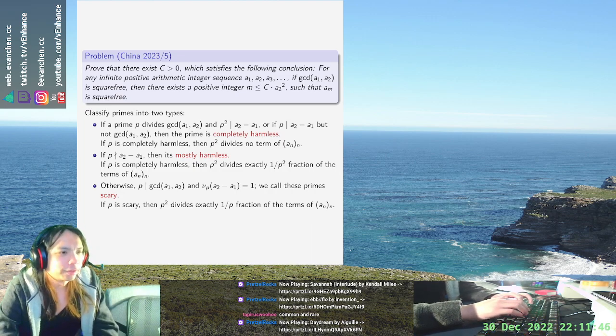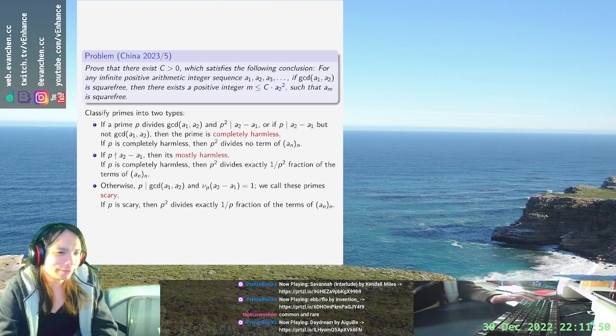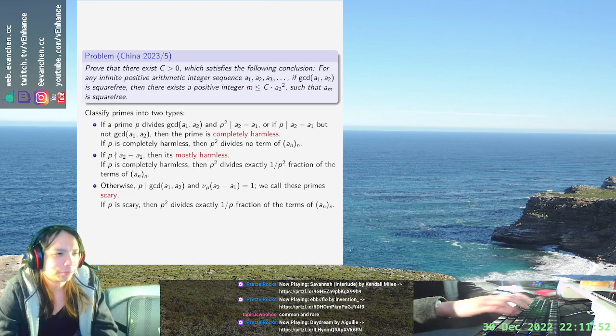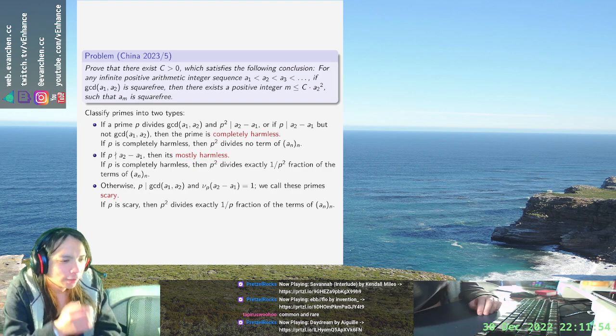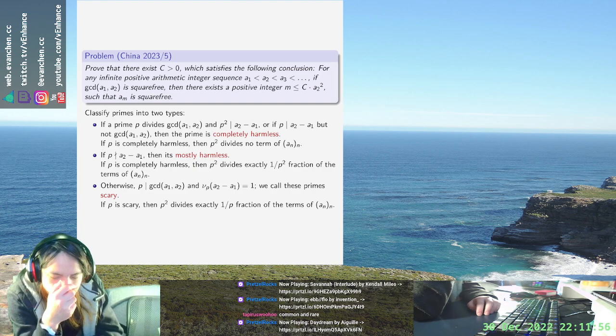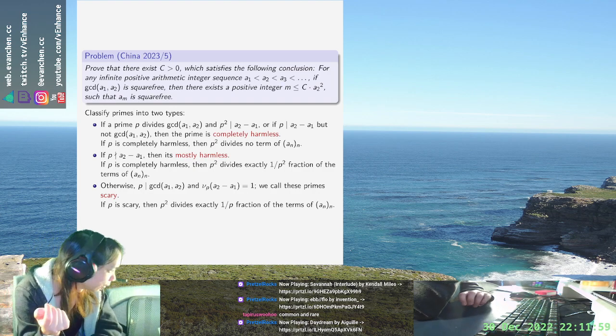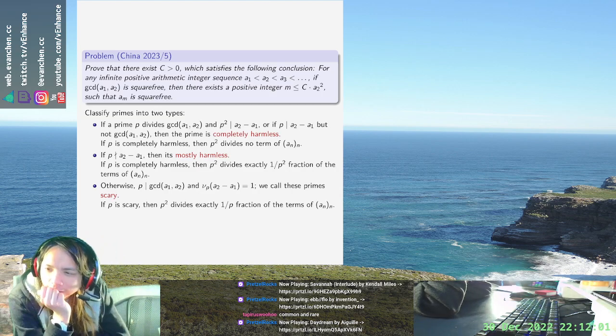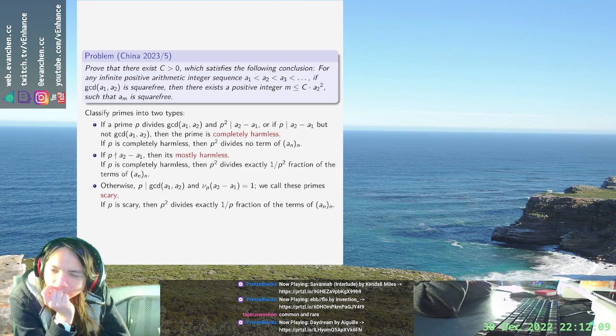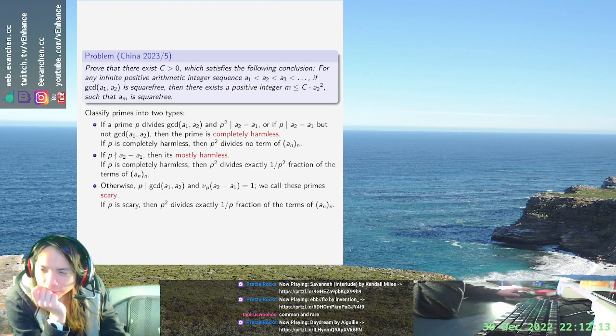Oh, okay, hang on. This is an infinite positive sequence. Okay, so yeah, I'm just going to make it increasing so I don't have to think about decreasing cases. And so all these are positive integers. It doesn't really matter, but here we are. Okay. Now what?